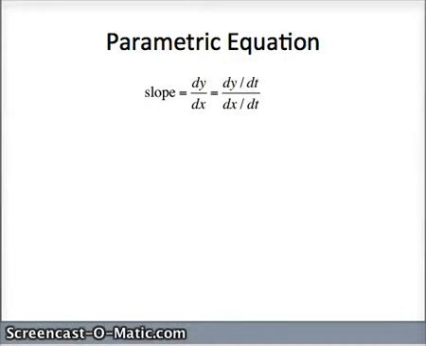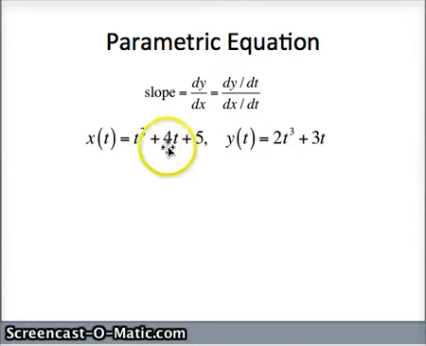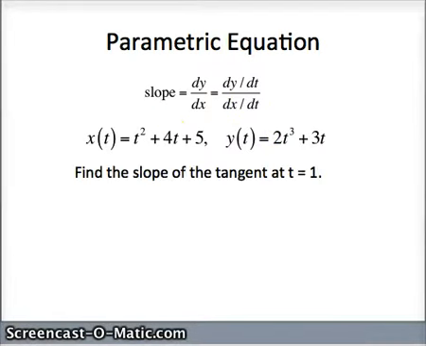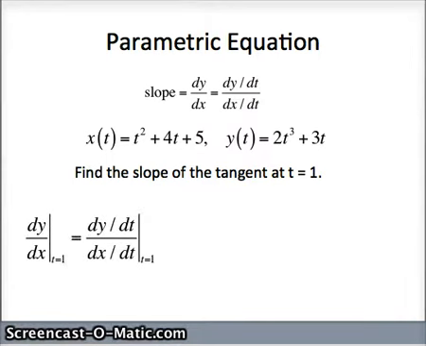Looking at an example, if we have x of t is t squared plus 4t plus 5, and y of t is 2t cubed plus 3t, the numerator is dy/dt, which would be 6t squared plus 3. The denominator is dx/dt, which is 2t plus 4. We want to find the slope of the tangent at t equals 1 in our example, so we would plug 1 into those values. So our dy/dx at t equals 1 is dy/dt divided by dx/dt at t equals 1: 6t squared plus 3 over 2t plus 4 at t equals 1.